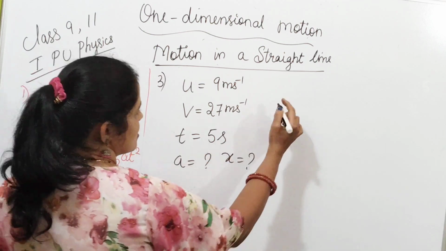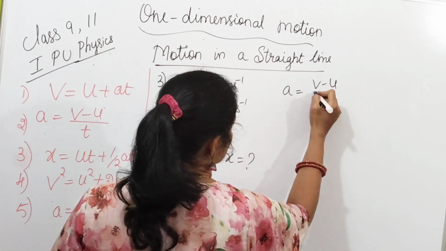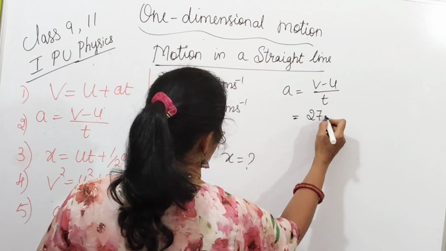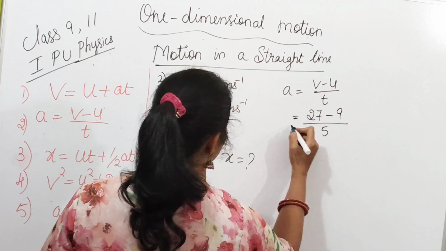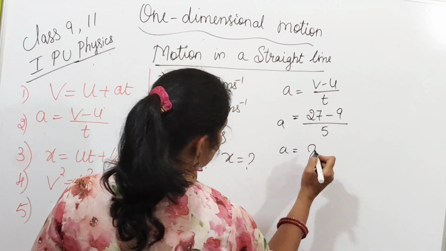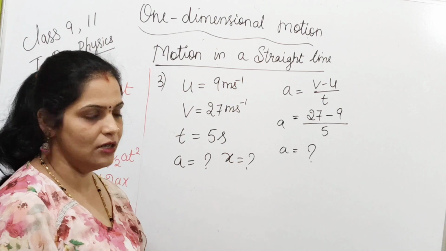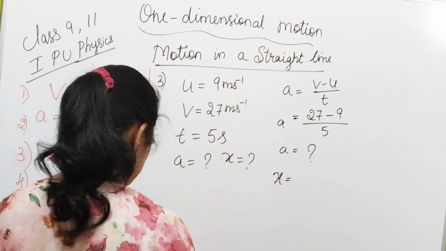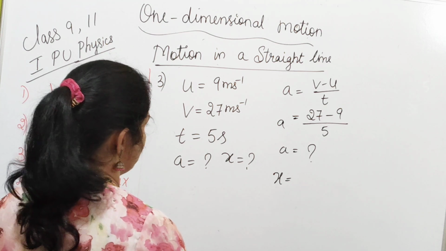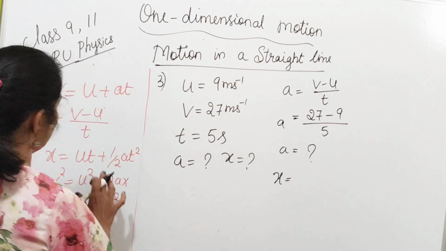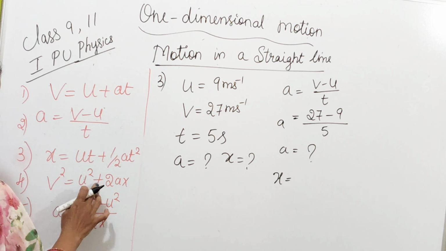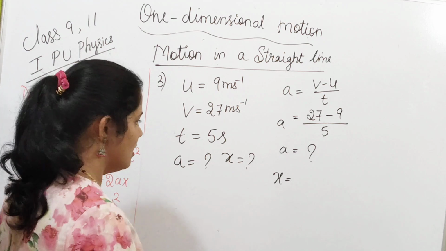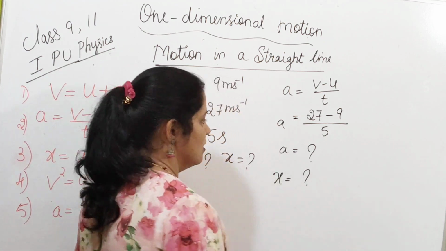Since this is a direct question, v minus u by t is acceleration. V is 27 minus 9 divided by 5 is acceleration. So comment your answer in the comment section, how much you got. And x, what is the formula to find x? You can use any one of the formulas to find x. Either use ut plus half at square, or use v square is equal to u square plus 2ax. So comment your answer in the comment section.